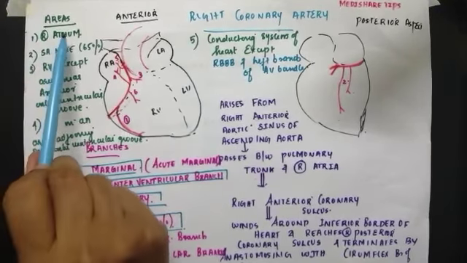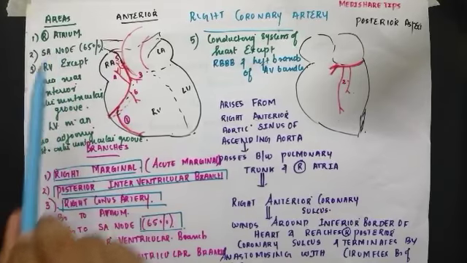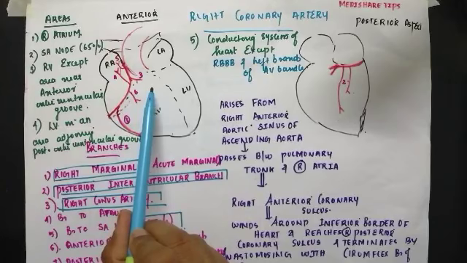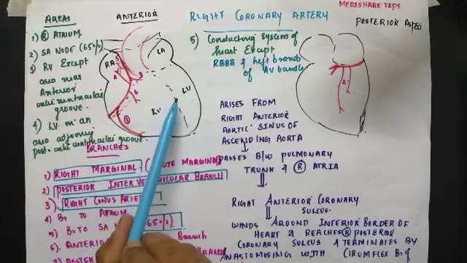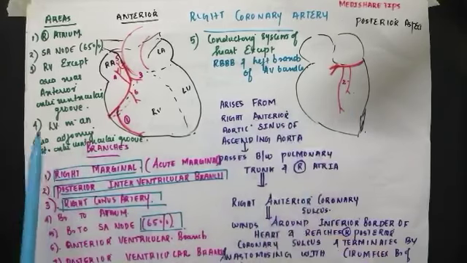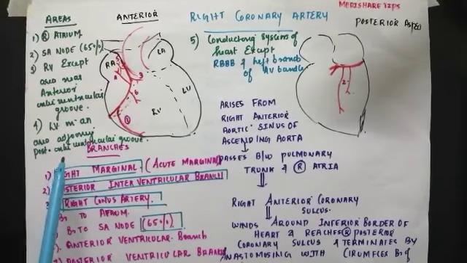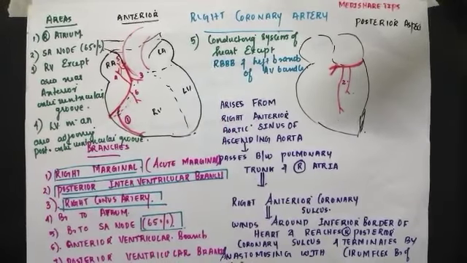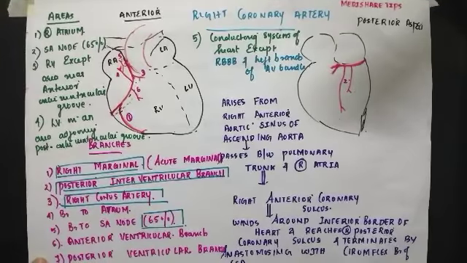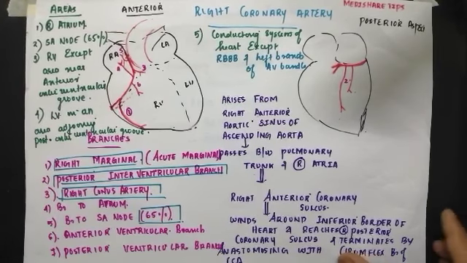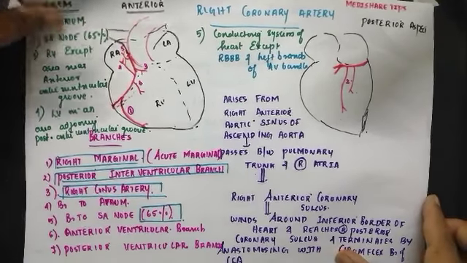So the areas supplied are the right atrium and the SA node, the area of the right ventricle except an area near the anterior interventricular groove which is supplied by the left coronary artery, and it is also supplying a small portion of the left ventricle in an area adjoining the posterior interventricular groove, and it supplies almost all parts of the conducting system except the right bundle branch and the left branch of AV bundle. So that's all about the extent, the branches and the areas supplied by the right coronary artery.